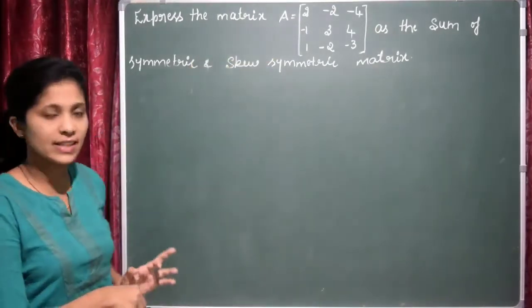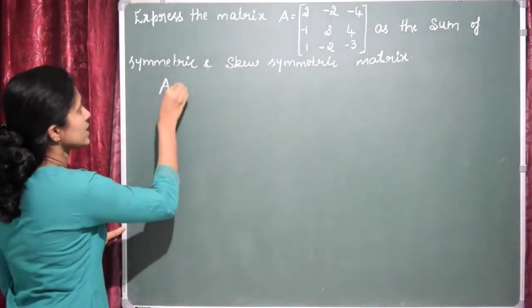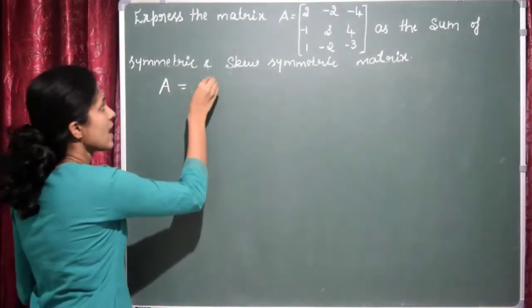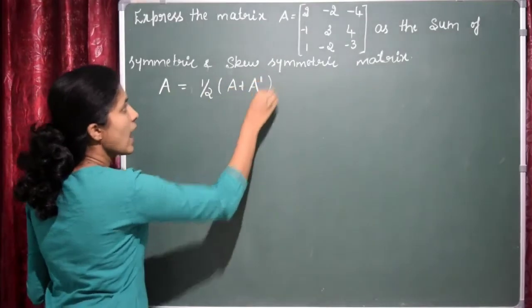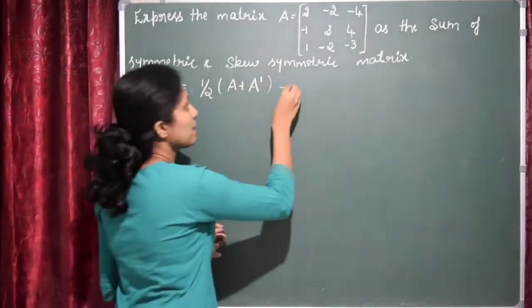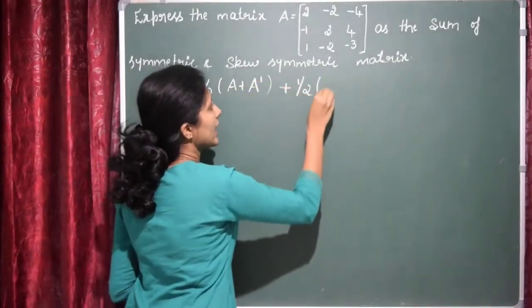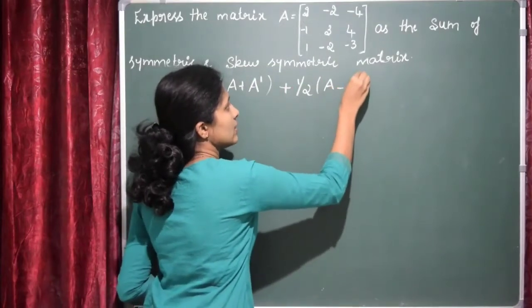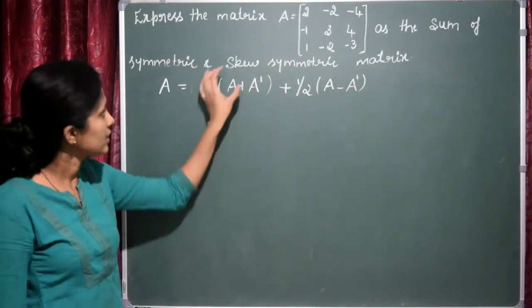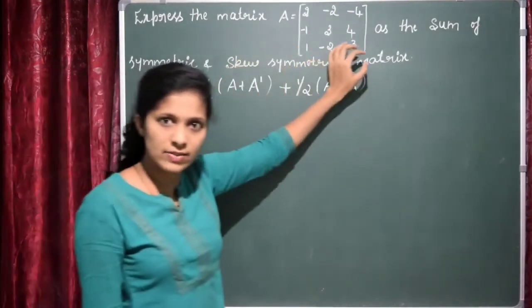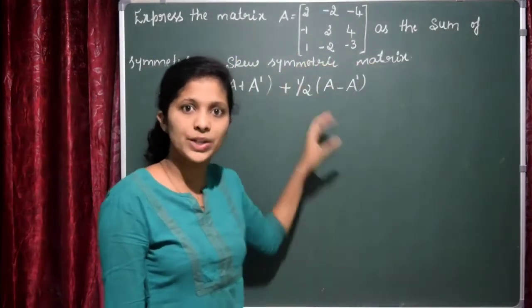A matrix A is given. You have studied in the theorem that I can write A as half of (A plus A dash) plus half of (A minus A dash). The problem is simple. So this is the sum of a symmetric and a skew symmetric matrix. You know that this is symmetric and this is skew symmetric, but here you also have to show it.